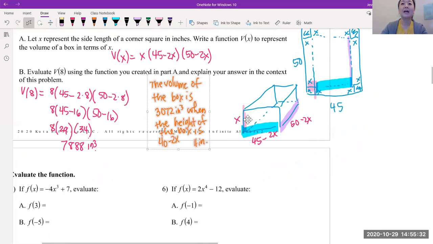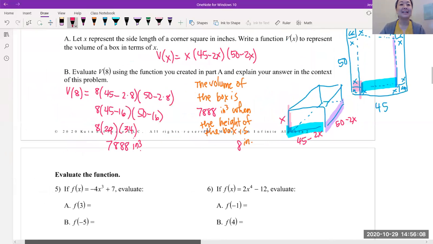Okay, now I'll bring it over. Oh, phew. Okay, now remember we did not want this part right here because that was part of something else. So we're just going to say the volume of the box is, so instead of this guy, we're going to write down our numbers of 7,888 inches cubed, when the height of the box is, so instead of 4, we're putting in 8. There we go. Done. I did it. That probably took longer than me actually just writing it out. So maybe I should have just written it out.